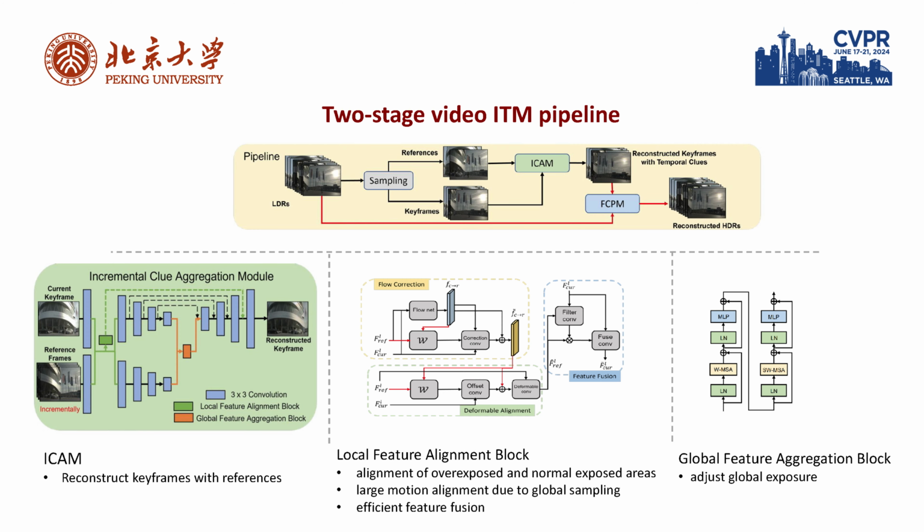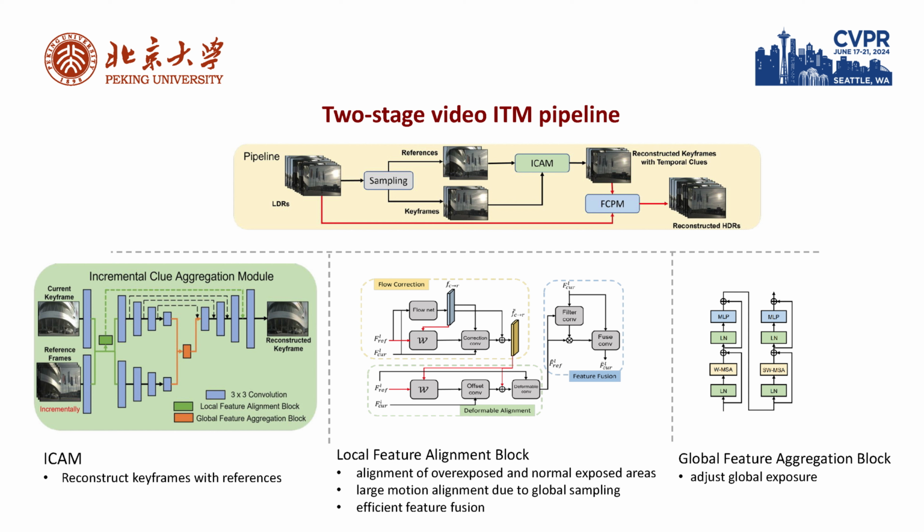According to the proposed temporal model, we design a two-stage video ITM pipeline. In the global sampling stage, as the black arrows in the figure show, we use ICAM to reconstruct keyframes. The ICAM is designed based on a 5-level UNet, but a simple UNet cannot meet the requirements of extracting and aligning temporal clues. So, a local feature alignment block is added.